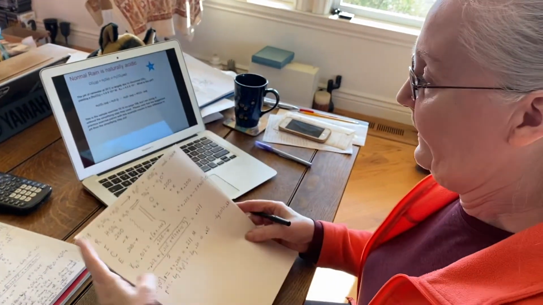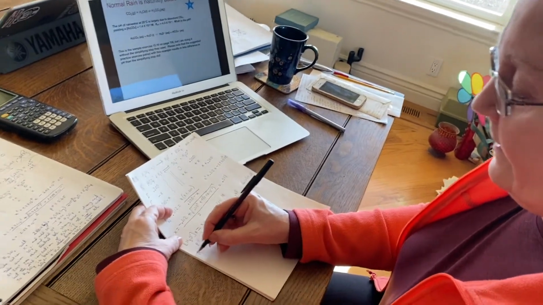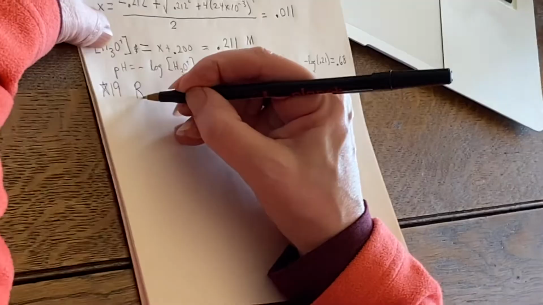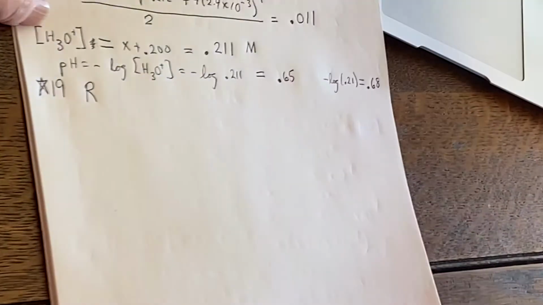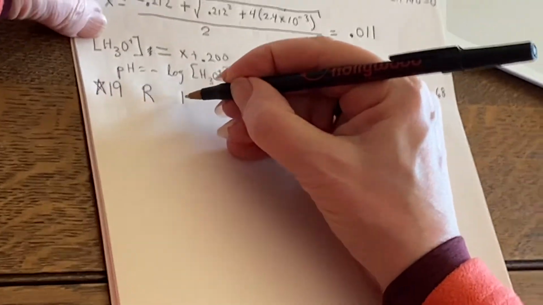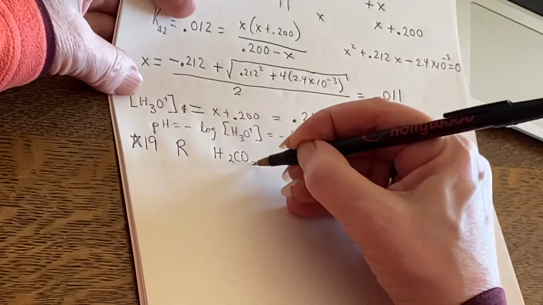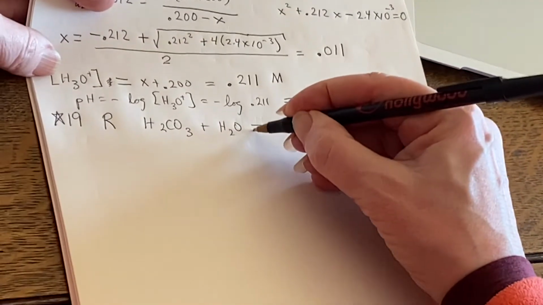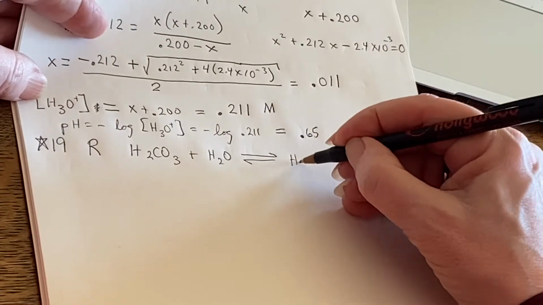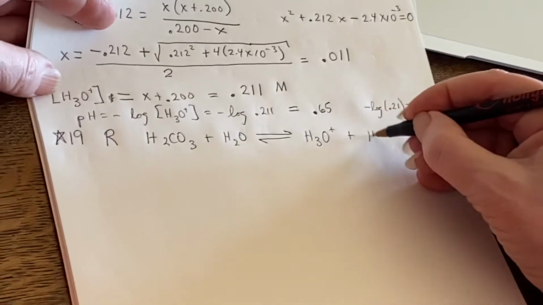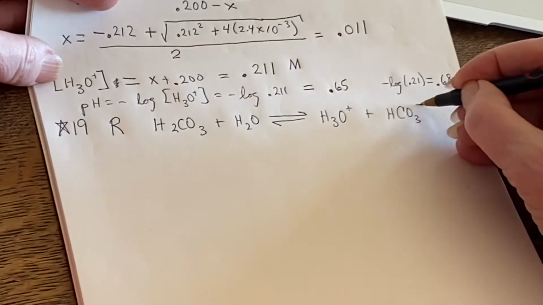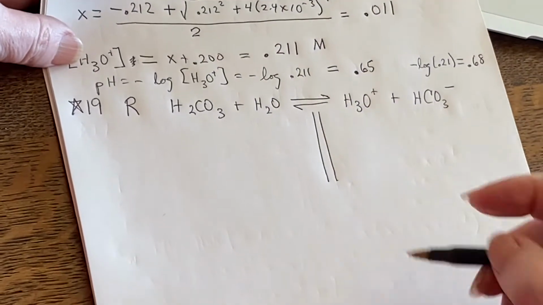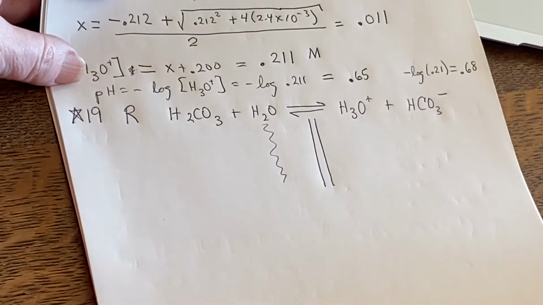Now, what are we going to do with this? Well, we are going to use an ICE table because that's what it's all about. Let's go ahead and put the reaction in then. Here's the carbonic acid reacting with the water, forming an equilibrium, hydronium ion, and hydrogen carbonate ion. Okay? Separate reactants from products. This is just the water. We get to ignore that.